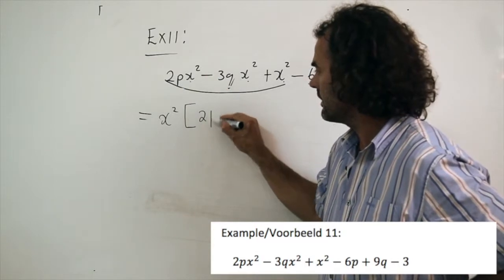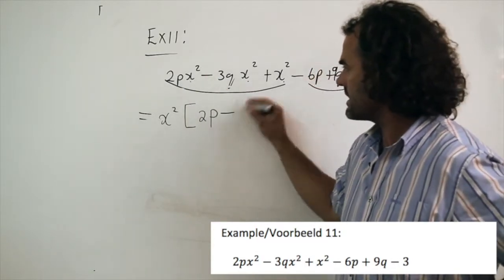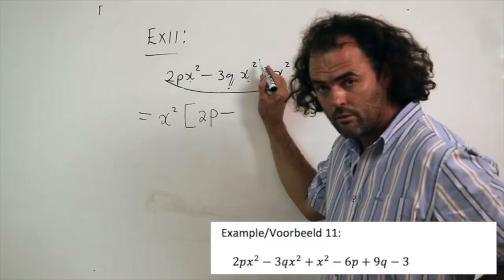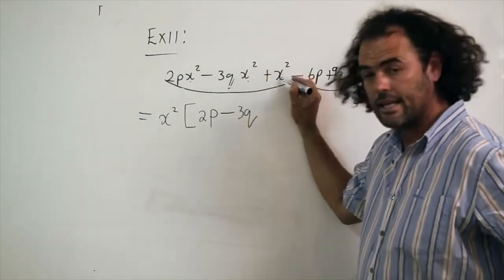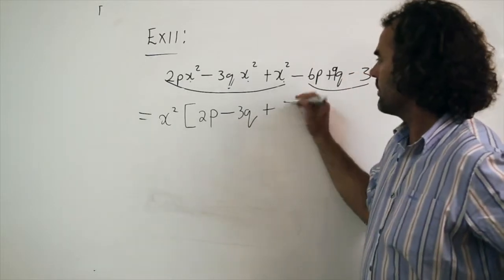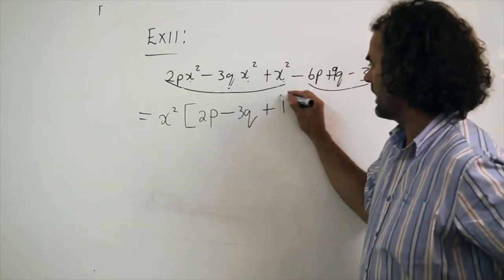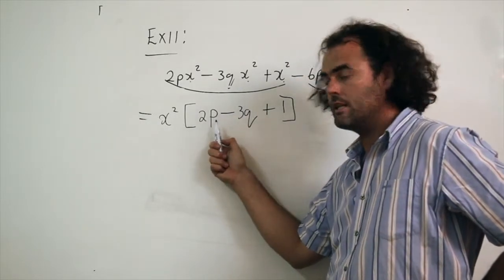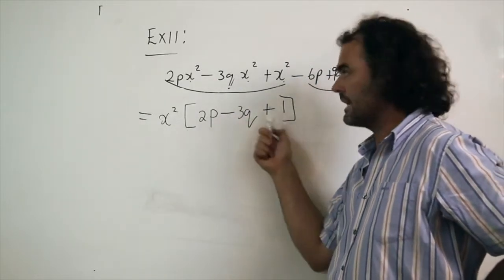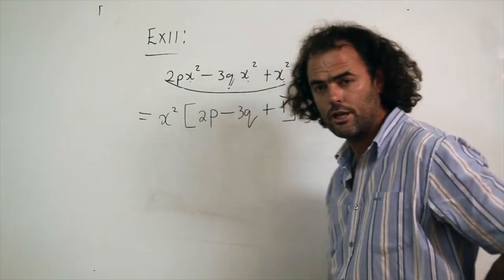2p, and then a minus, and I take that x squared out there, what am I left with? 3q, and I take this x squared out, so it's always, if I take the whole thing out, 1. Now just test your answer. That times that, that times that, that times that, and see if that is what you get.